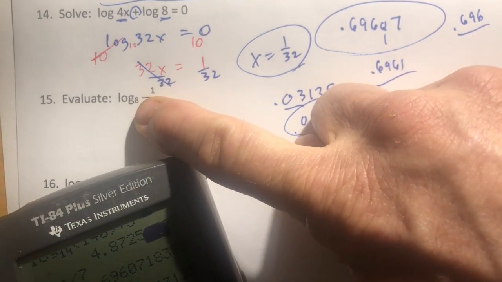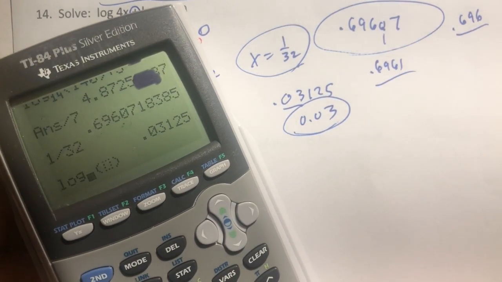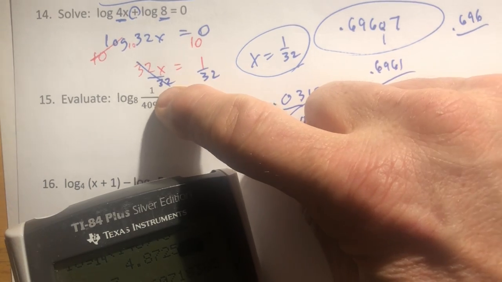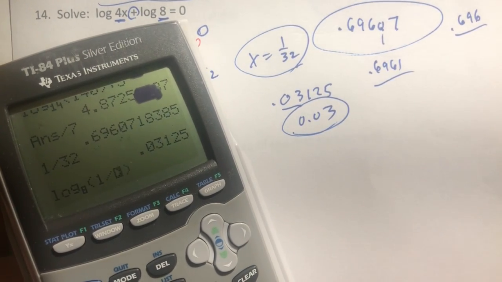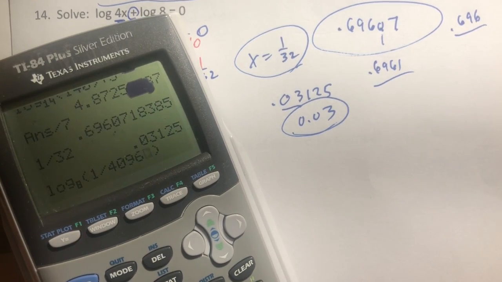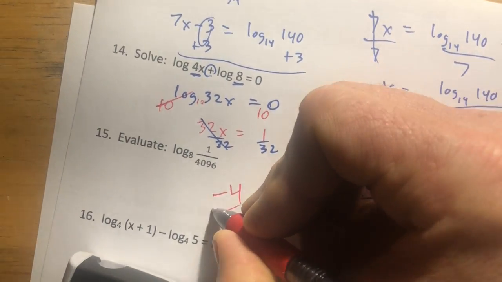My base is 8. See there, my base is 8, so I'm going to put 8 right here. And then my argument is 1 over 4096. So 1 divided by 4096. And it comes out -4. There's my answer.